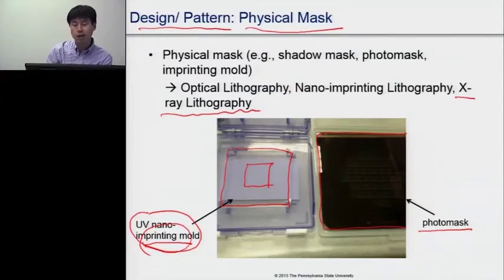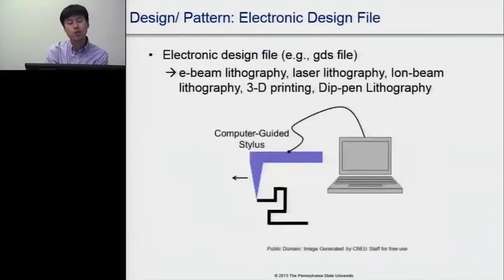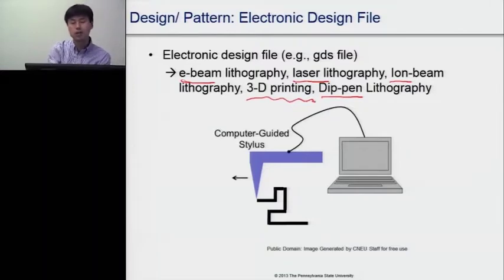And I will give you some examples later in these lectures of how people are using this kind of mask to make a pattern transfer. But that's the basic way people are using it. And some of the technologies, like direct writing technology, E-beam, laser, ion, or dip-pen lithography, even 3D printing, do not need any physical mask.